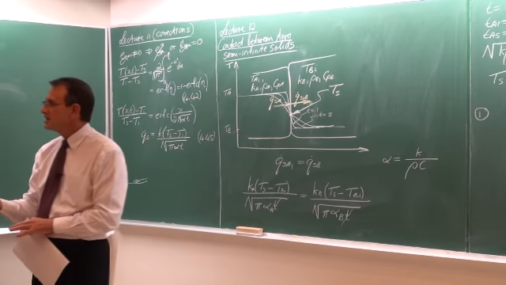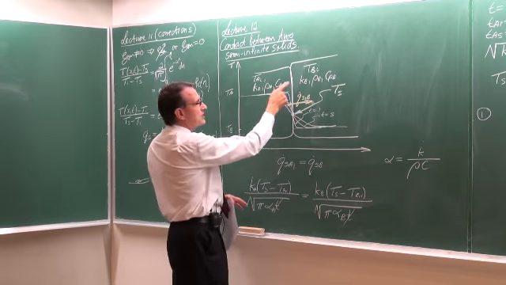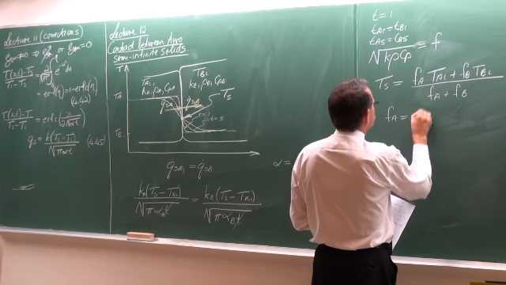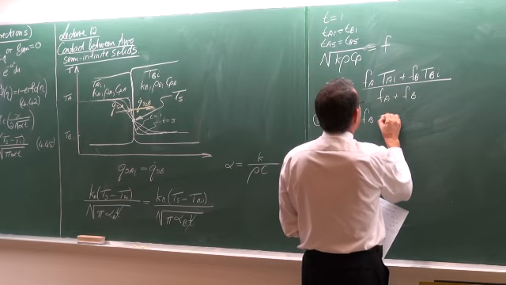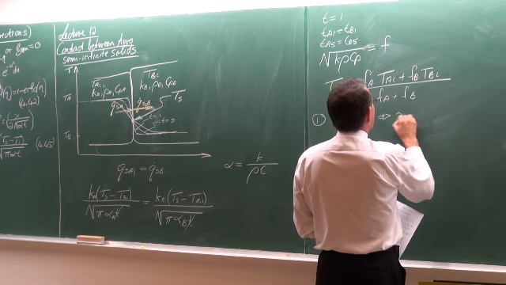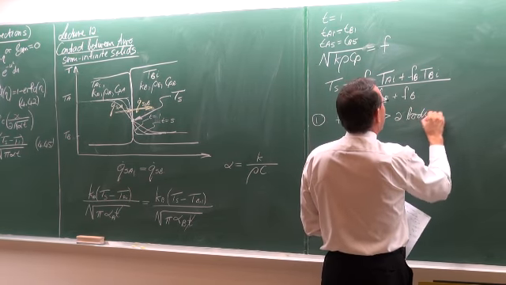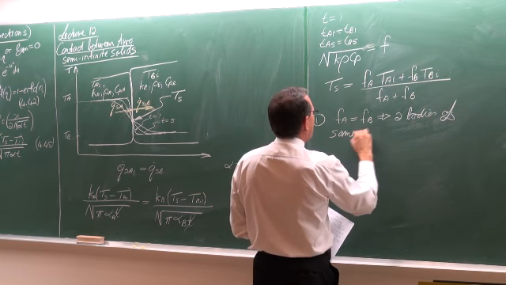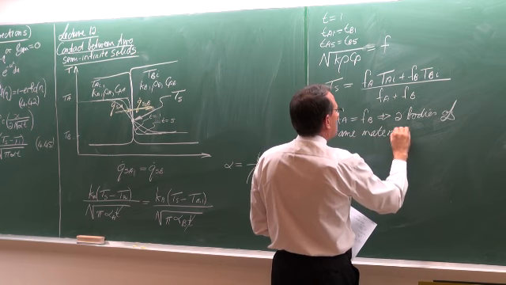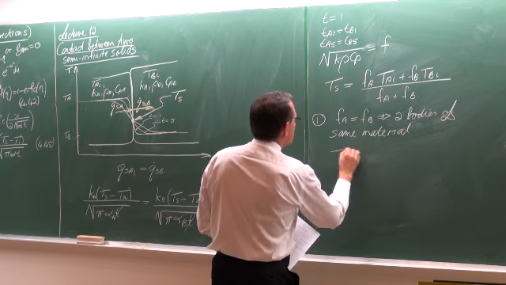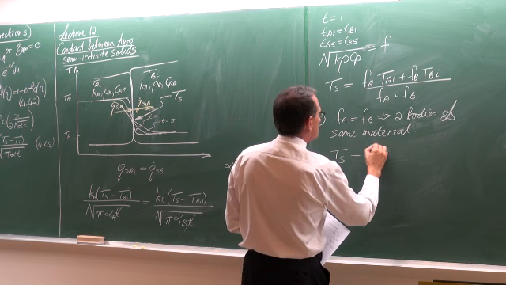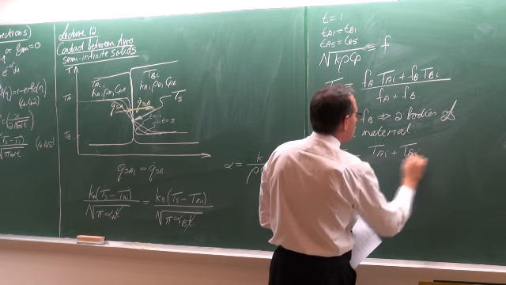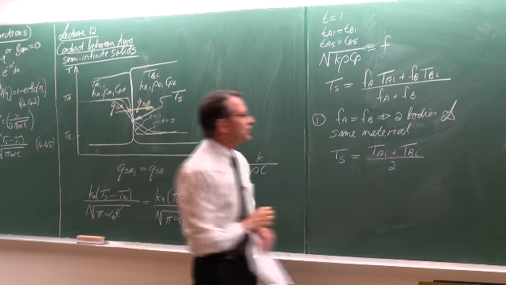If they are from the same material, then all these properties would be exactly the same. So Fa is equal to Fb, which means 2 bodies of the same material. Then it would mean that the surface temperature would be equal to the initial temperature of A plus the initial temperature of B divided by 2.